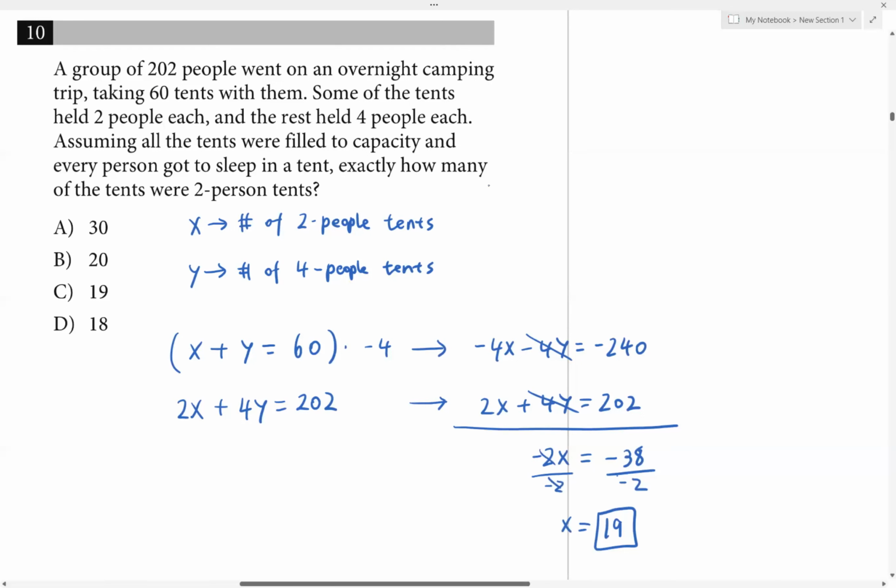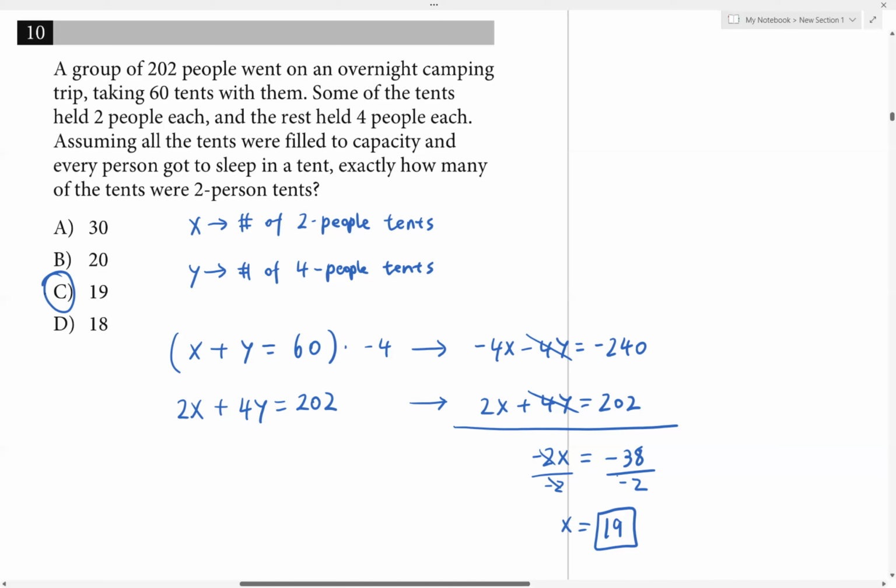Because they asked us how many 2-person tents we have. So the 19, letter C, should be our final answer. And if they want to find the number of 4-person tents, that will be the y value. Then we can plug the x value into one of the equations to solve for y.